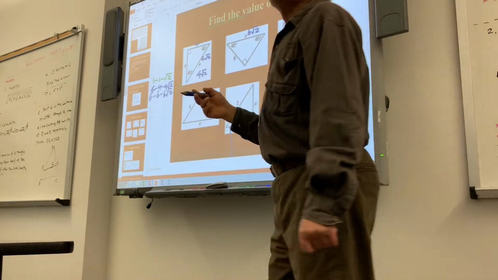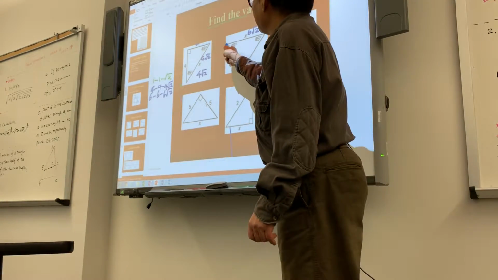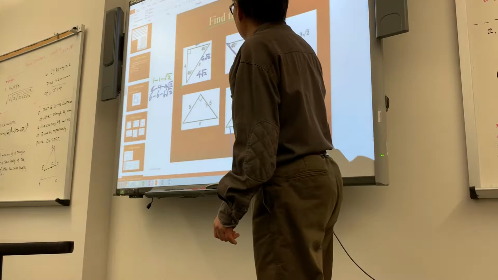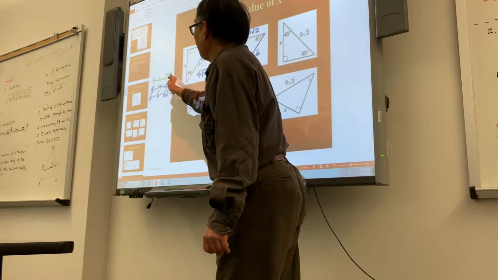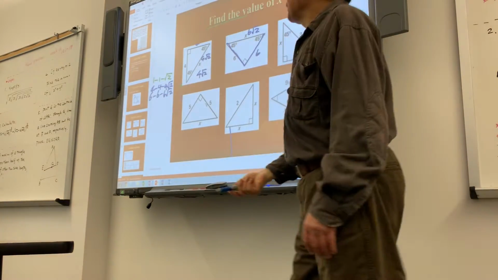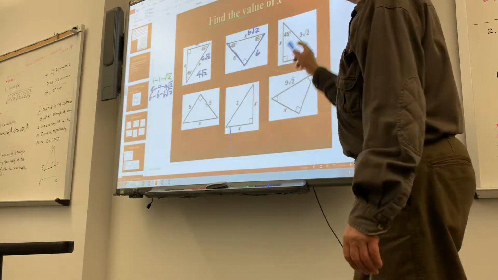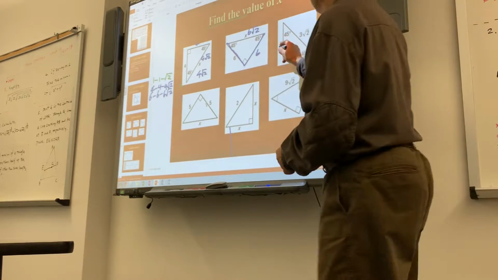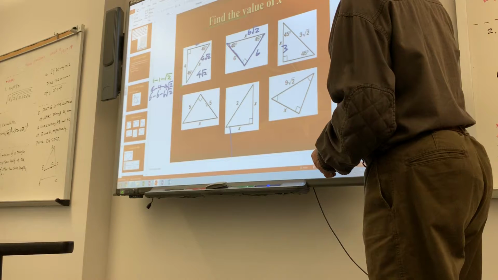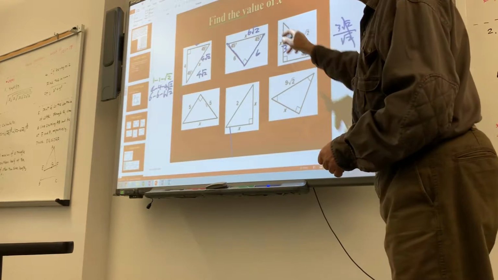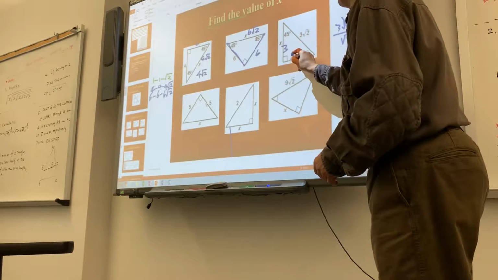Because this side is 6, this side should be 6. So 6 times square root of 2. 1 times square root of 2, 4 times square root of 2, 6 times square root of 2. Now, this question. If this side is 3 square root of 2, x is what? 3. Thank you. 3 square root of 2 divided by square root of 2, because hypotenuse divided by square root of 2 is 3. This side should be 3.